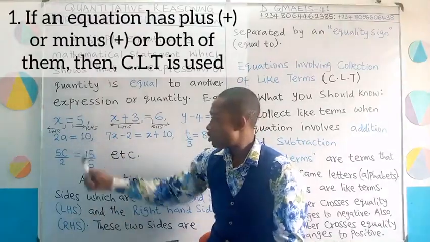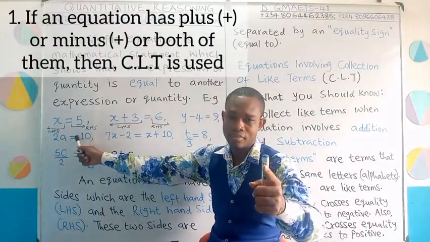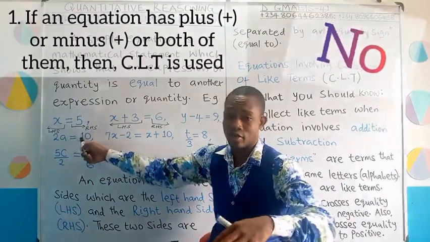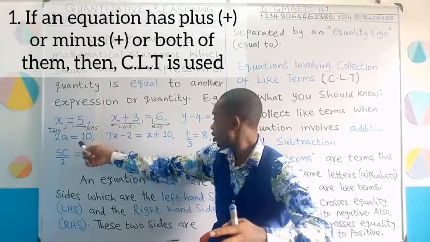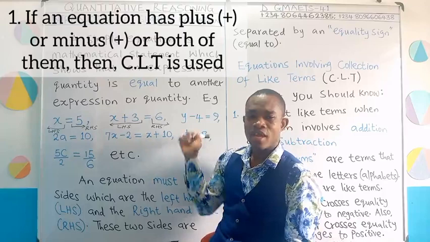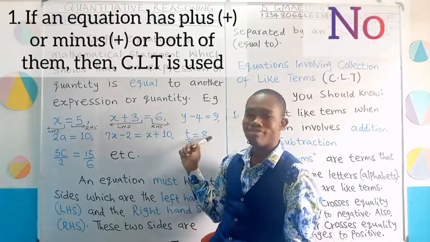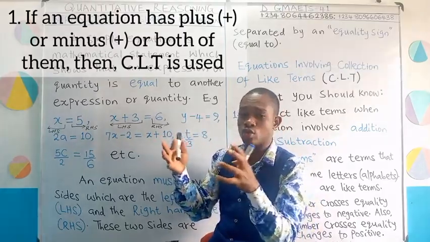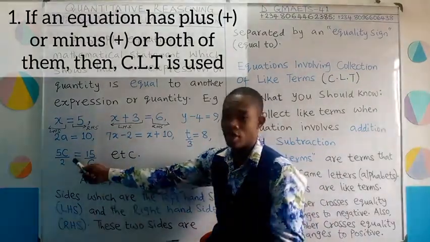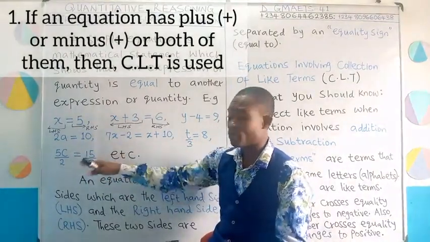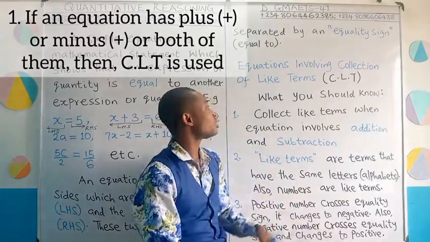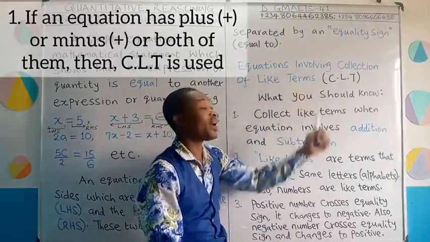Let me ask you a question. 2a equal to 10. Do you collect any like terms here? Do you use that word, collect like terms? No. There is no plus here, there is no minus combining any two terms there. Look at this one, t over 3 equal to 8. Do you collect like terms there? Again, no. There is no minus or plus that joins two quantities together here. So you don't collect like terms in problems like this. Even in this one, you don't collect like terms. We will treat what you do to problems like that as we move on. Remember, now, I'm telling you about equations involving collection of like terms.